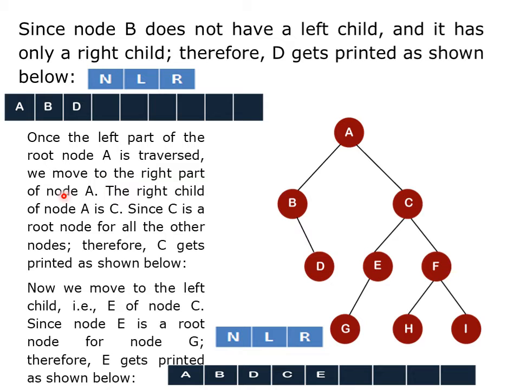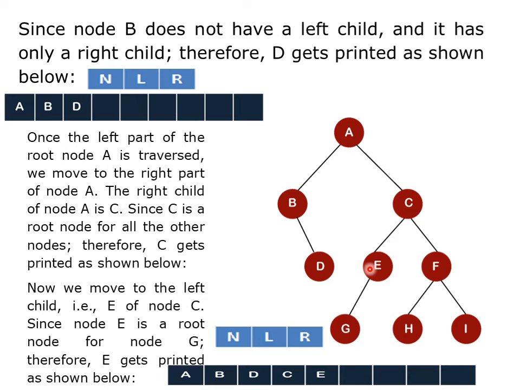We move to the right part of node A, that is C. You can observe, since C is a root node for all other nodes, what happens? C gets printed as shown below. After this, what? I should move to the left.